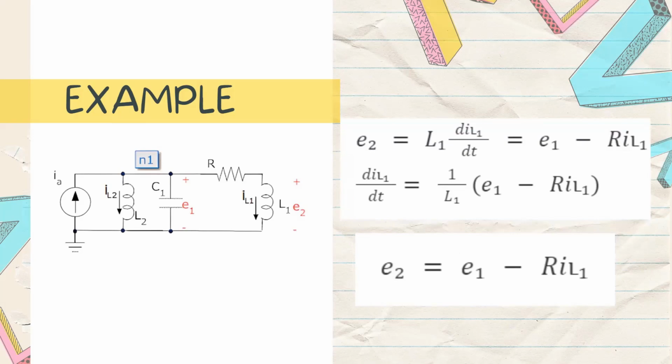Our third and final state equation we get by writing an equation for the voltage across L1, which is E2, in terms of our state variables. E2 equals L1 times diL1 over dt equals E1 minus R1 IL1. Same as before, we shift the derivative to the left hand side and E2 to the right hand side. So it becomes diL1 over dt equals 1 over L1 times E1 minus R1 IL1. By shifting the 1 over L1 to the left hand side, we get E2 equals E1 minus R1 IL1. Why does it become E2? Because diL2 over dt times L2 will become E2.